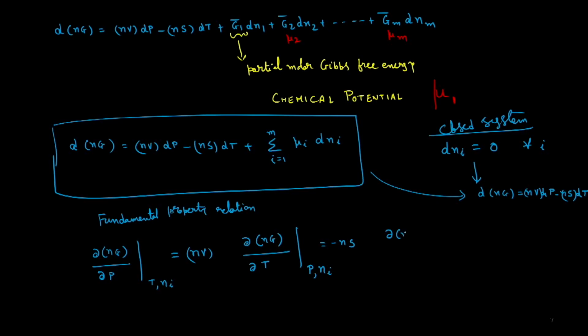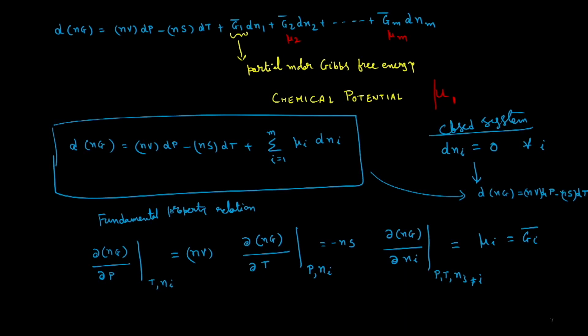Similarly, the derivative of nG with respect to n i, and remember when I say n i, this is a summation over a number of chemical components. When I say i, it is only one chemical component, so I need to hold P, T and n j, not equal to i. All other components which are not i need to be held, or the moles for all those components need to be held constant. This would be equal to mu i, which of course is what we know, the definition for partial molar Gibbs free energy, G i bar, etc.